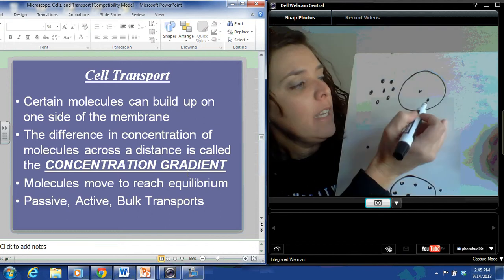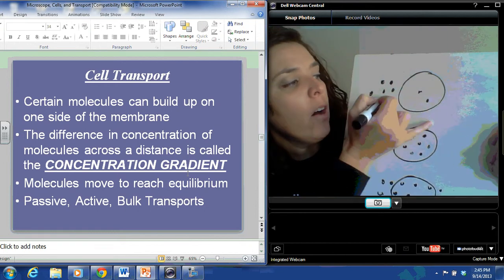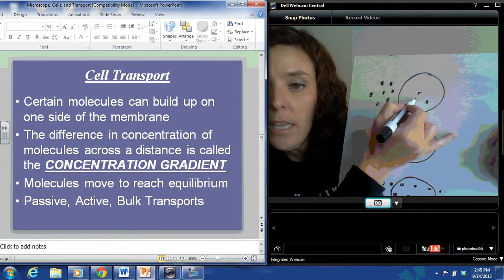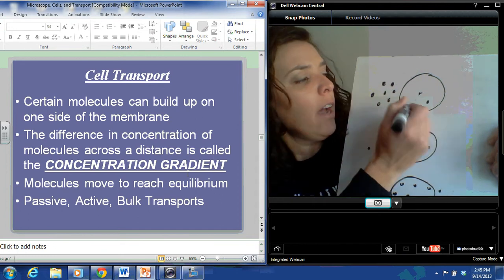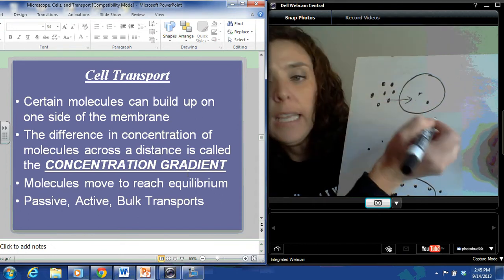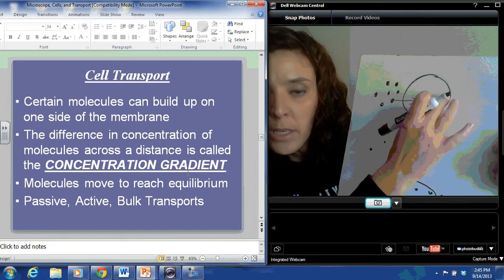So would it be even if these molecules went out or if these molecules went in? Well, it's going to even out if some of them go in. Now, will all of them go in?